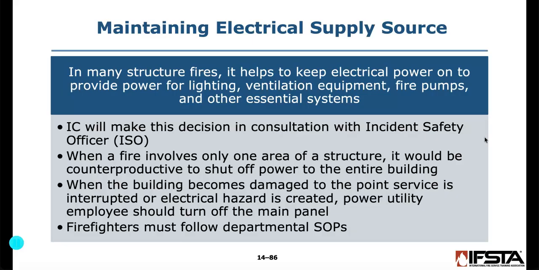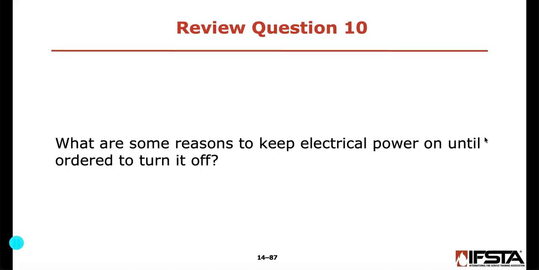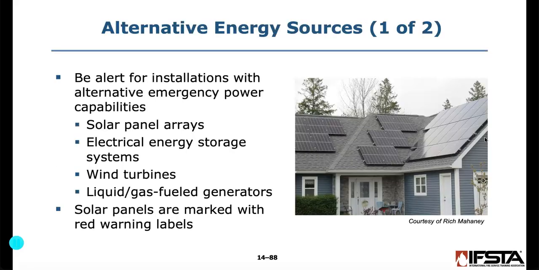When the building becomes damaged to the point that service is interrupted or an electrical hazard is created, then the power utility should turn off the main panel, right? So we'll order them up early. In a fire, the incident commander will order them up pretty early. Whatever your department's policies or your standard operating procedures are, that's what you're going to do in order to ensure that you're shutting these things off safely, because those are going to correspond with how you've been trained to shut the utilities off. Alternative energy sources, solar panels, you're seeing a lot more of those, especially in the California area.